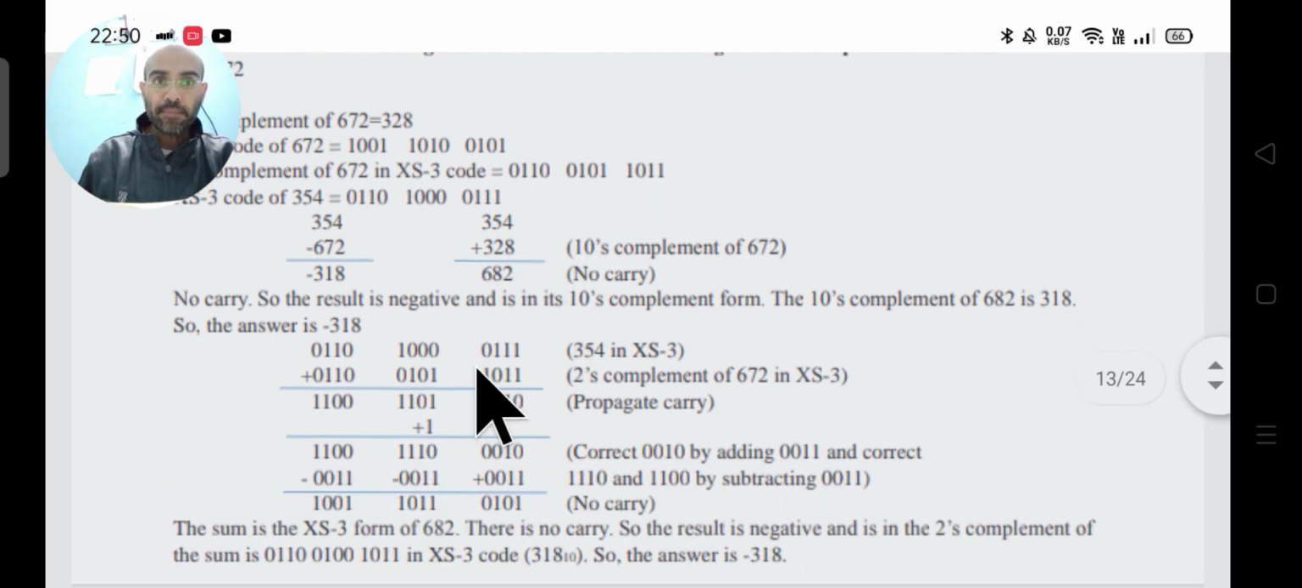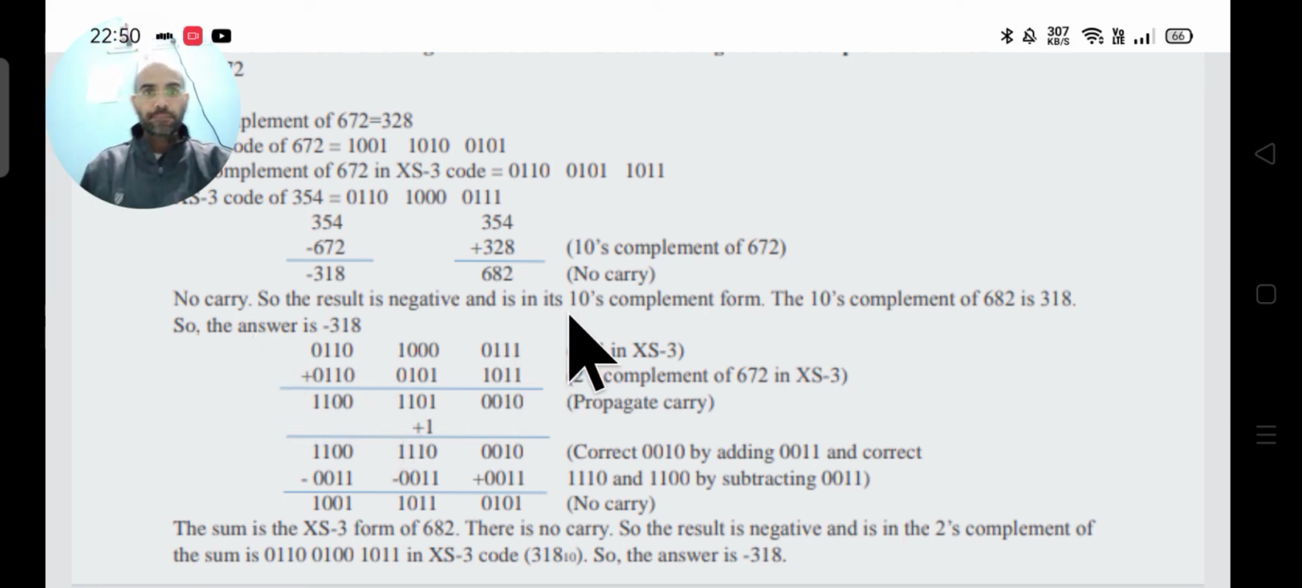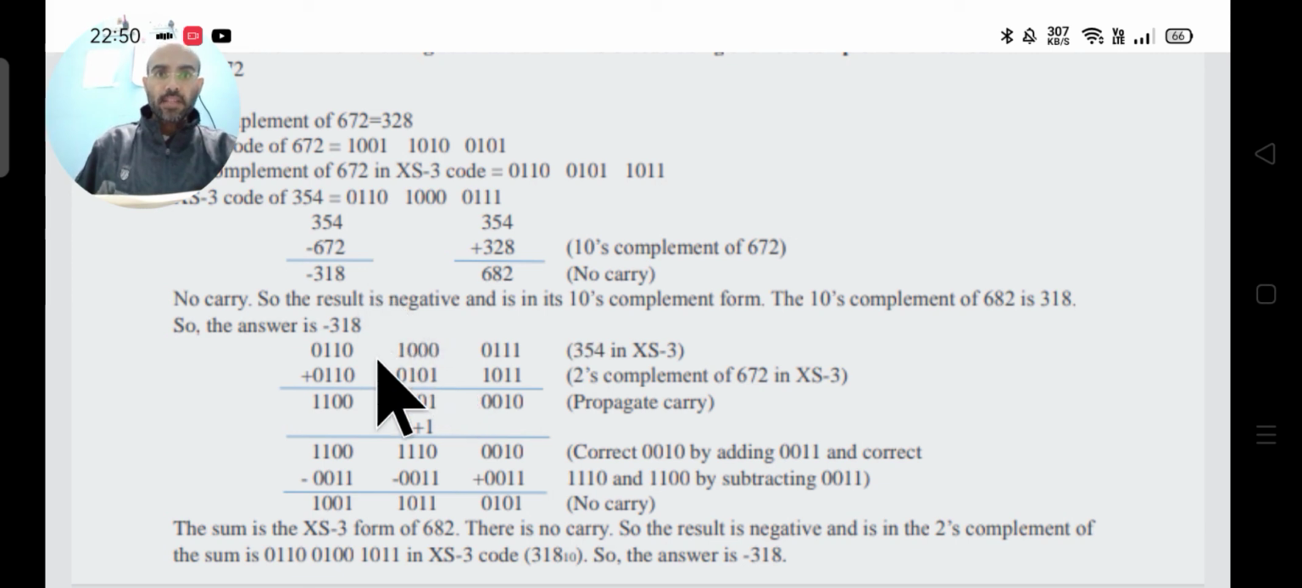Now we will do the same thing using the tens complement and the excess 3 code. To do the excess 3, first we write the excess 3 code of each of them. So 354, then the excess 3 code of the other number. So we have to write the excess 3 code of 328, not 672, because we are using the tens complement method. So 2's complement of 672 in excess 3.